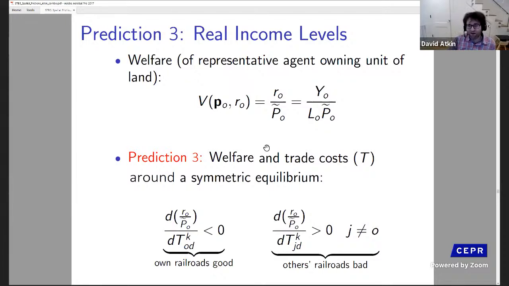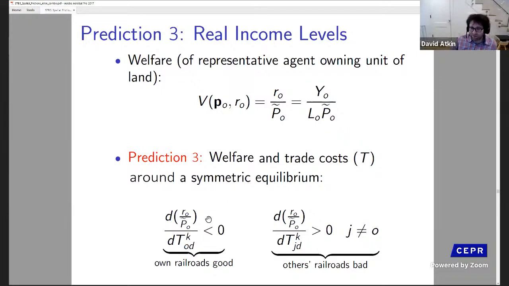Both of those are useful in terms of allowing us to get the key parameters of this model. Then in terms of actually thinking about welfare effects, we can look at the impacts on real income levels, i.e. welfare. In this model, because we just have a single factor, welfare is simply my wage, or the rental rate in this case, because the single factor is land, divided by the price index.